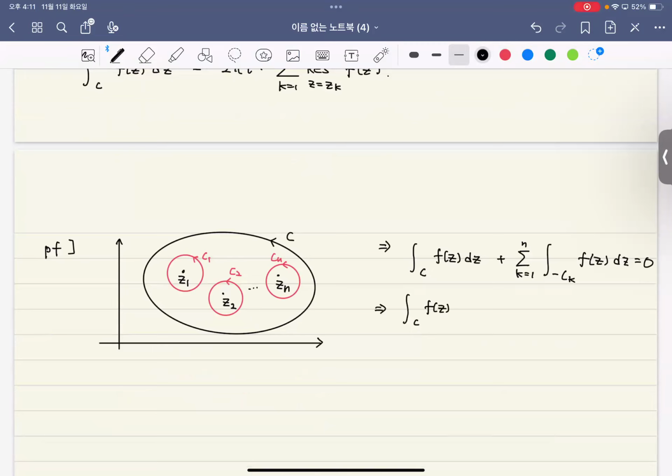In other words, the huge integral is nothing but the sum of these small integrals around each of these red curves. And the integrals around these red curves can be written in terms of the residue at zk of my integrand function. Sorry. Okay, good. All right. It's a no-brainer.